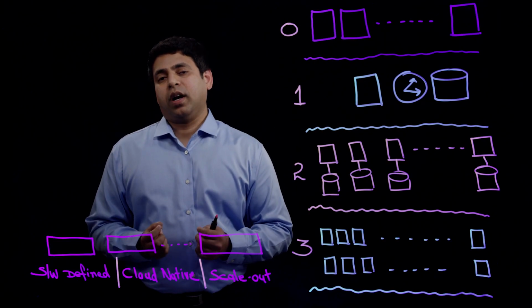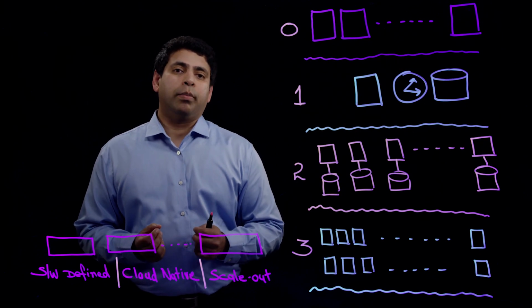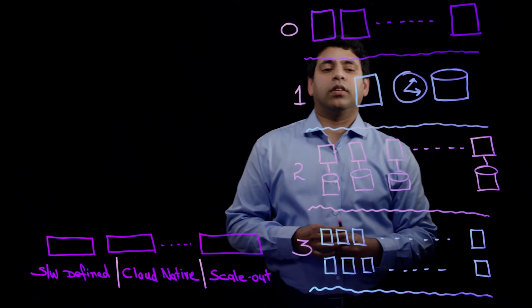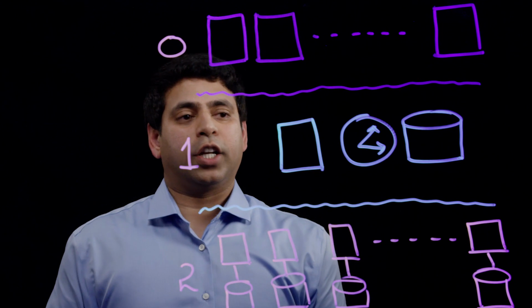Today, let us examine how Rubrik CDM is different from traditional backup solutions. So what we have here is a representation of a traditional backup infrastructure. It is a layered architecture.